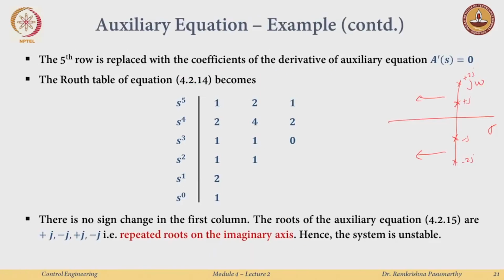So, I have 4 roots which are plus j, minus j and minus j, and these are repeated roots on the imaginary axis. And we concluded in the stability analysis class that when I have repeated roots on the imaginary axis, then the system goes to being unstable, and therefore, we conclude that this system is unstable. Okay. So, these are the special cases which we need to be careful of while we are computing stability, right. So, we just need to remember all those cases which we analyzed during the stability class.